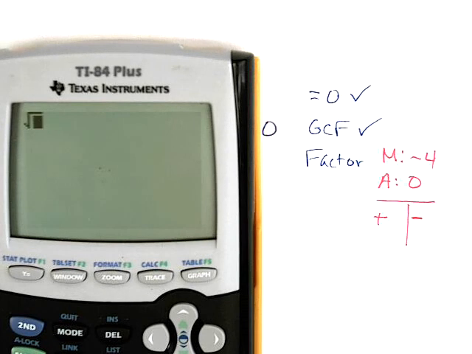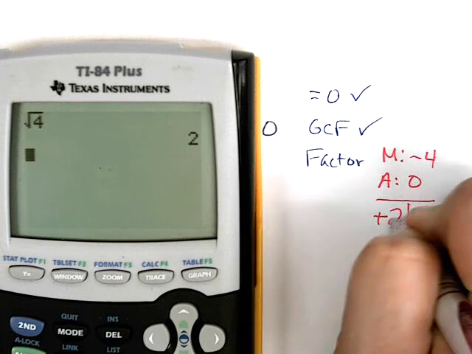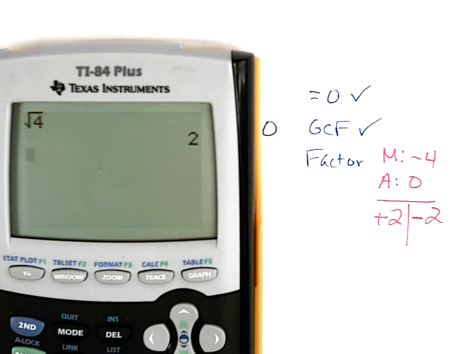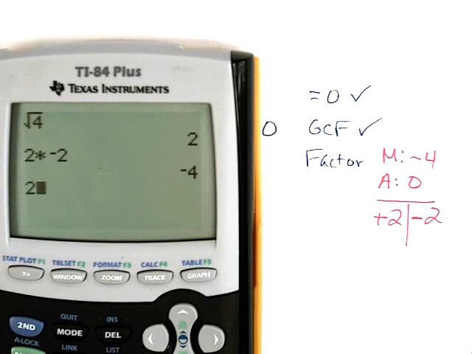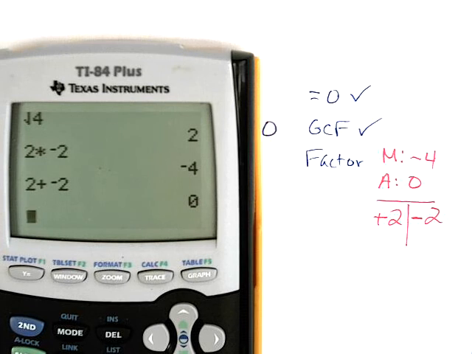So I'm just going to do the square root of 4, which if you already know it, that's awesome. But just in case, we're going to check, and it's 2. That means those are my numbers, and I can double check with my calculator. 2 times negative 2 is negative 4. 2 plus negative 2 is 0. I know that those are the numbers that I want.